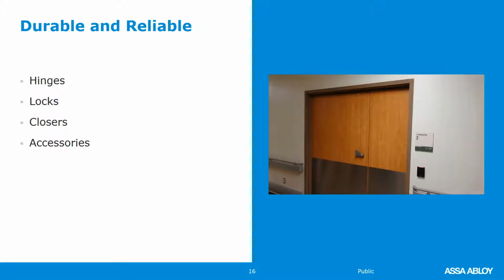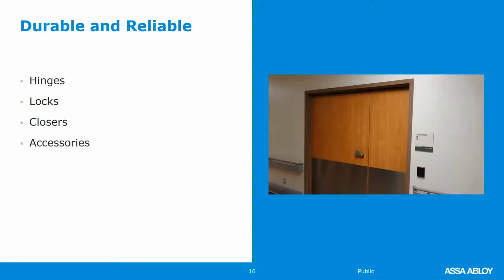You want to look for hardware that's been tested well above and beyond the ANSI BHMA cycle testing and verified by a third party. Don't just take the manufacturer's word for it. Ask for third-party certification. If they say they've got an exit device that goes 50 million cycles, have them prove it. Where's the documentation? And it's okay to write that into a specification as well.